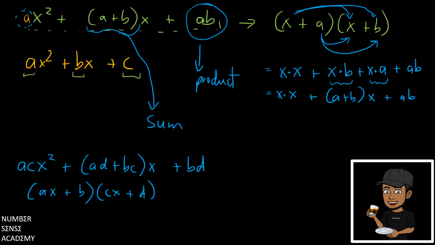So if you follow the rules of expanding, you're going to end up with ax times cx, which is this value, so the x's become squared. Then you have ax times d, then b times cx, and then b times d. So the b times d ends up here, and then the middle number is going to be ax times d plus b times cx. And then we factor out the x, so that's how you end up with ad and bc. Right? So do you have to memorize this? No, you don't need to memorize this, but it's just really understanding the pattern.